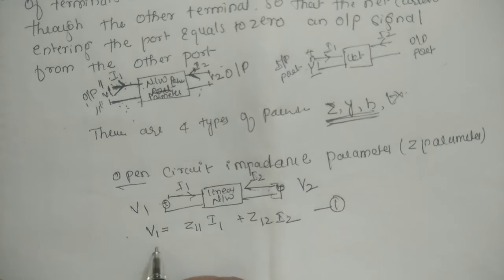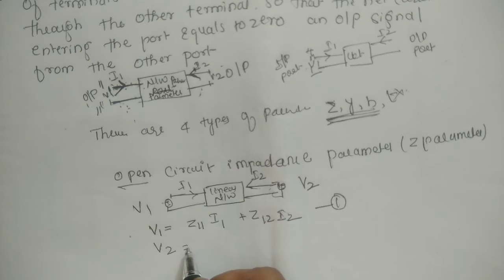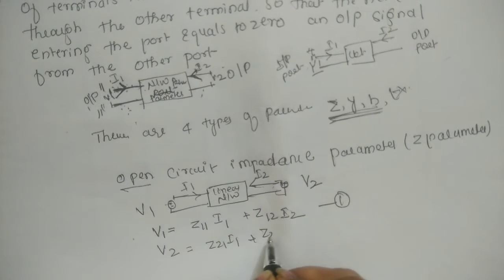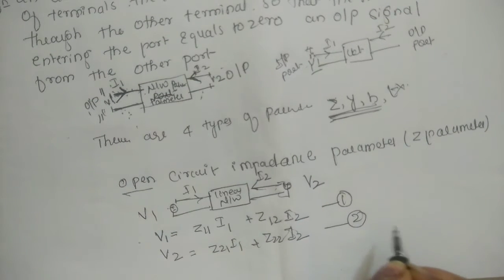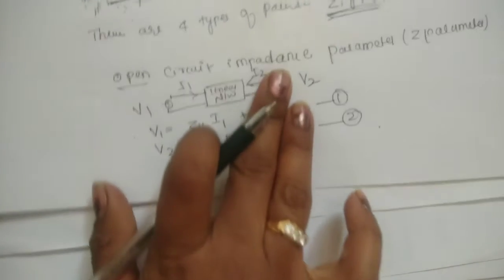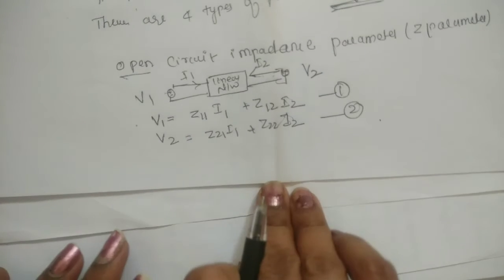And the next one is V2 equals Z21 I1 plus Z22 I2. This is equation number 2. Equation 1 and equation 2 we have taken using the matrix representation.